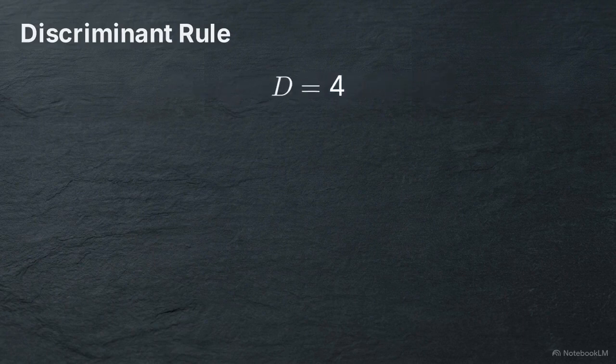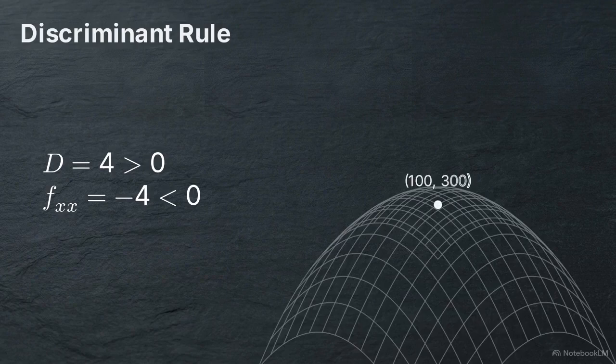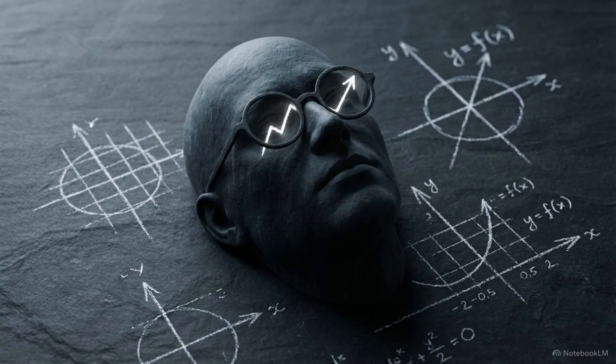Because the discriminant is greater than 0 and the second-order derivative of Q1 is negative, the surface definitively curves downward in all directions. The discriminant rule acts as an essential mathematical check. It proves that the coordinates 100 and 300 form a true local maximum, protecting the analyst from costly false positives.